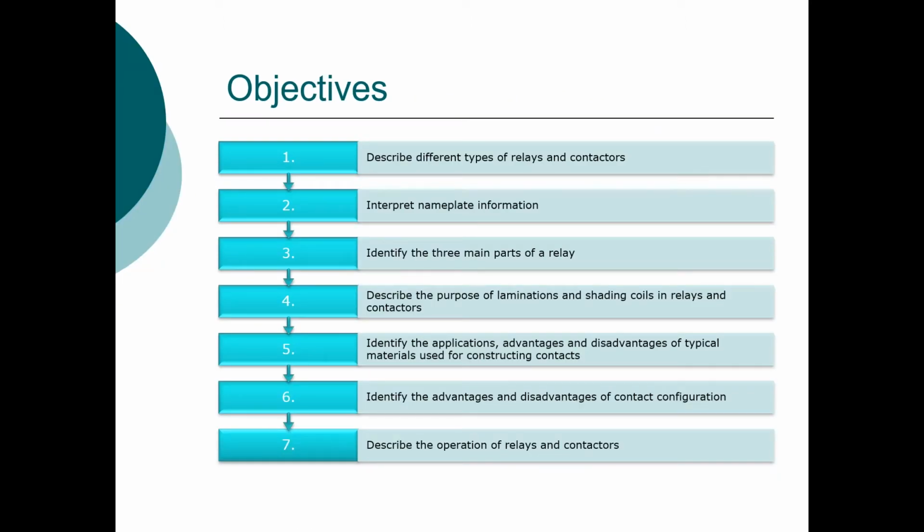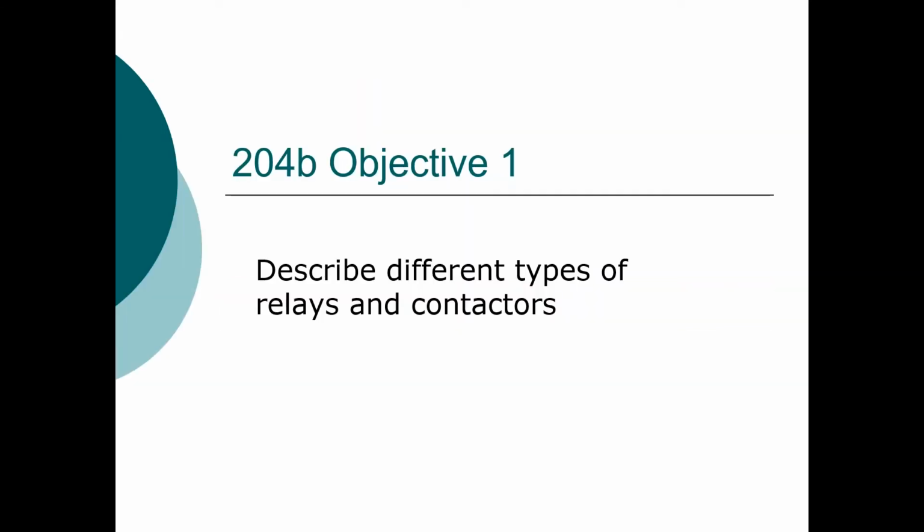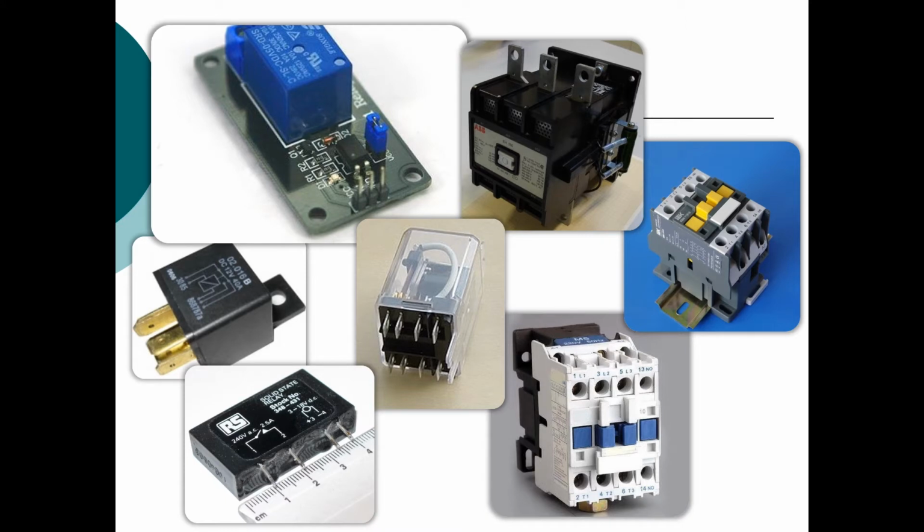This module is split into 7 different objectives, and we will have one video for each objective as you go through. Let's start with objective 1 and look at the different types of relays and contactors that you might see in the field. If wall switches are mechanical switches, then relays and contactors are electromagnetic switches. And this means that the switching action is done because of an electromagnetic field.